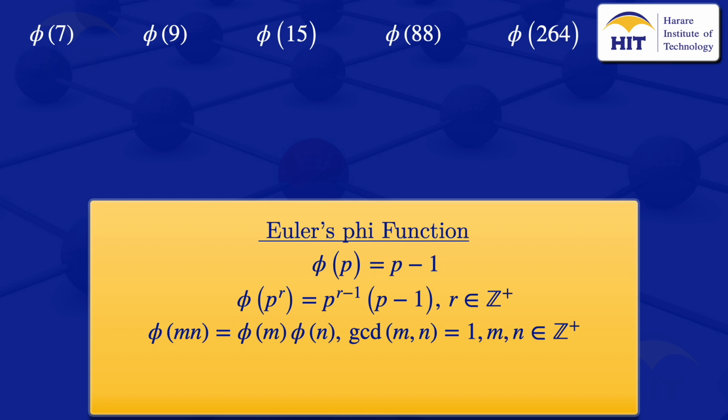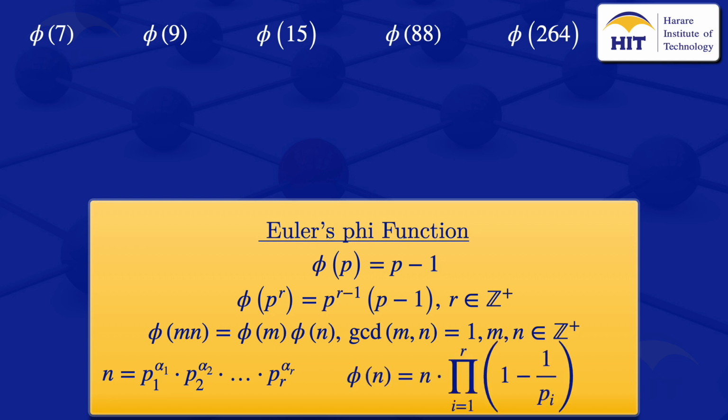And for the next property, if we have the prime decomposition of the number n being equal to p1 to the power alpha 1 multiplied by p2 to the power alpha 2 up to pr to the power alpha r, where those p's are distinct primes, then phi of n is equal to n multiplied by the product from i equals 1 up to r of 1 minus 1 divided by pi. So I'm going to use these properties that I have listed to answer the questions above.